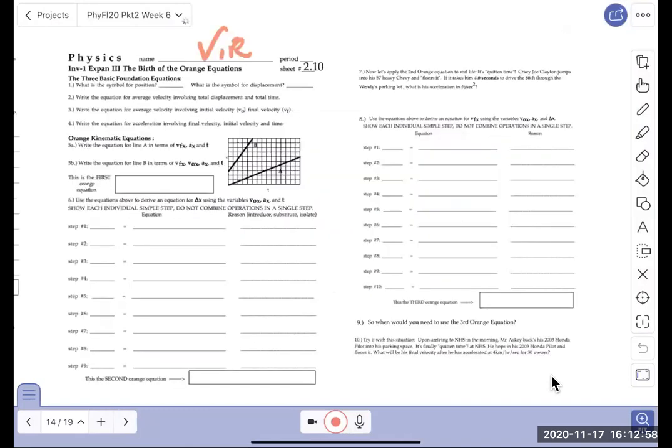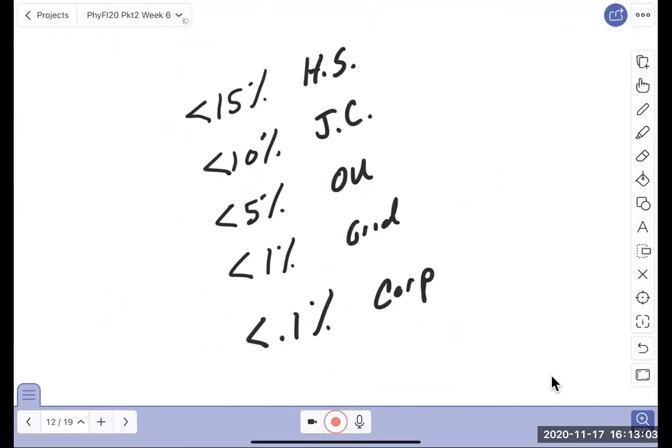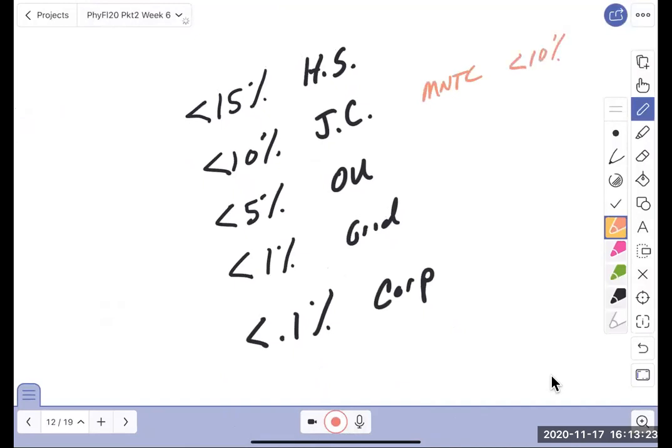For a typical high school physics lab, here I wrote this down, even an elementary lab like we have, if we're within 15%, that's good. Norman Tech should definitely be within 10%, because they have facilities that rival junior colleges and even OU. OU uses some of their stuff. So they have a river of money, and don't get me started about that either.